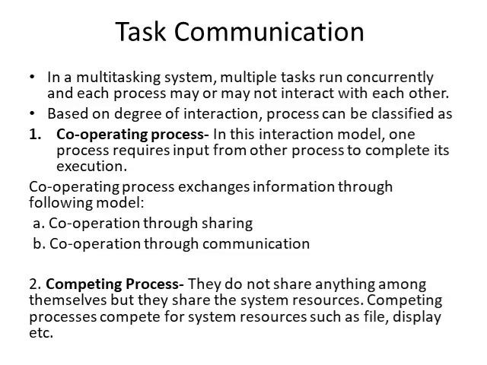See, today's system is a multitasking system wherein multiple tasks in the system are running concurrently, and each process may or may not have an interaction with each other. There may be an interaction among many processes that are running together. Interaction may be needed or may not be needed. Now, based on the degree of interaction, processes can be classified into two different types: one is called a cooperating process, and the other is called a competing process.